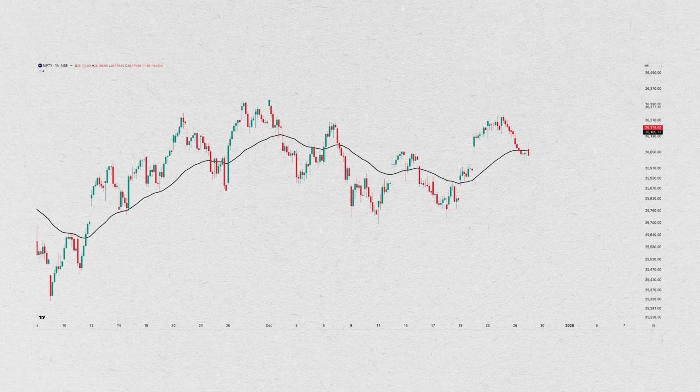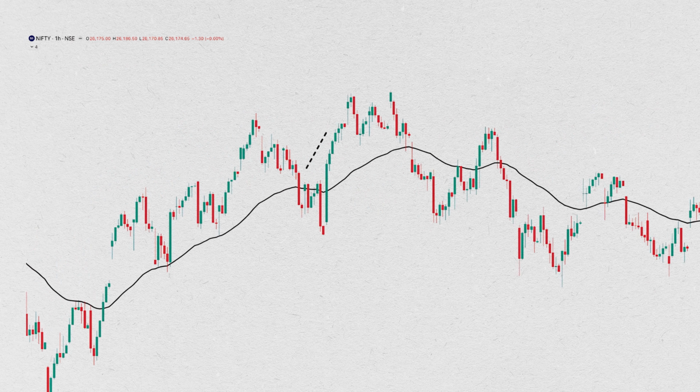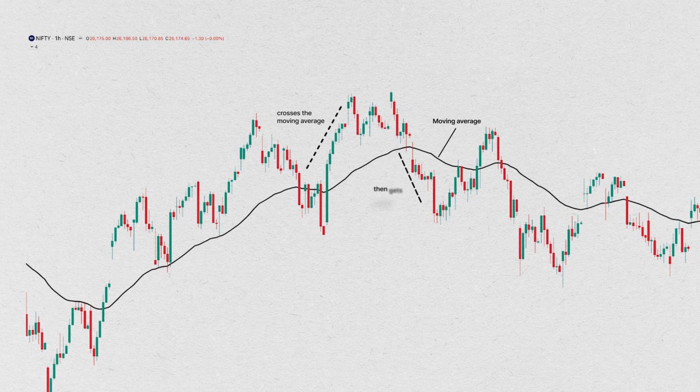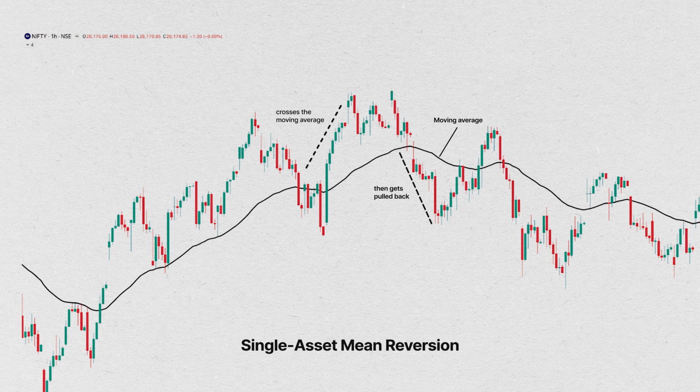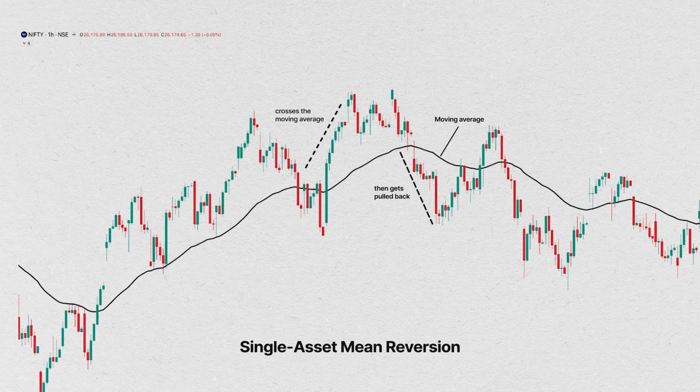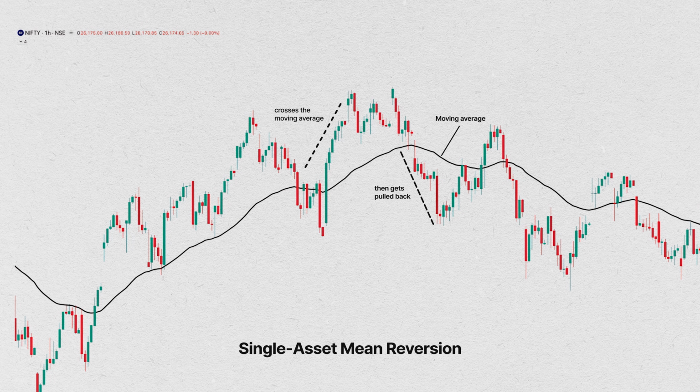Take a look at this chart. See how the price repeatedly crosses the moving average and then gets pulled back. It's as if the moving average line is some sort of a magnet. We call this single asset mean reversion. It is the study of a single price series and its relationship with its own historical average.